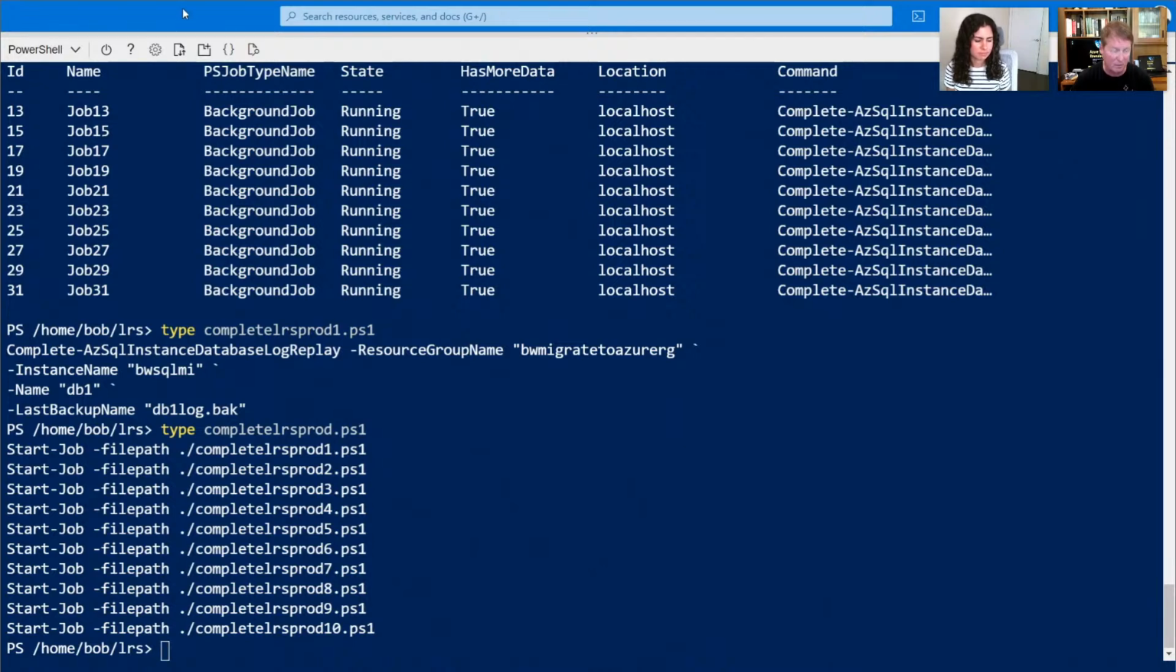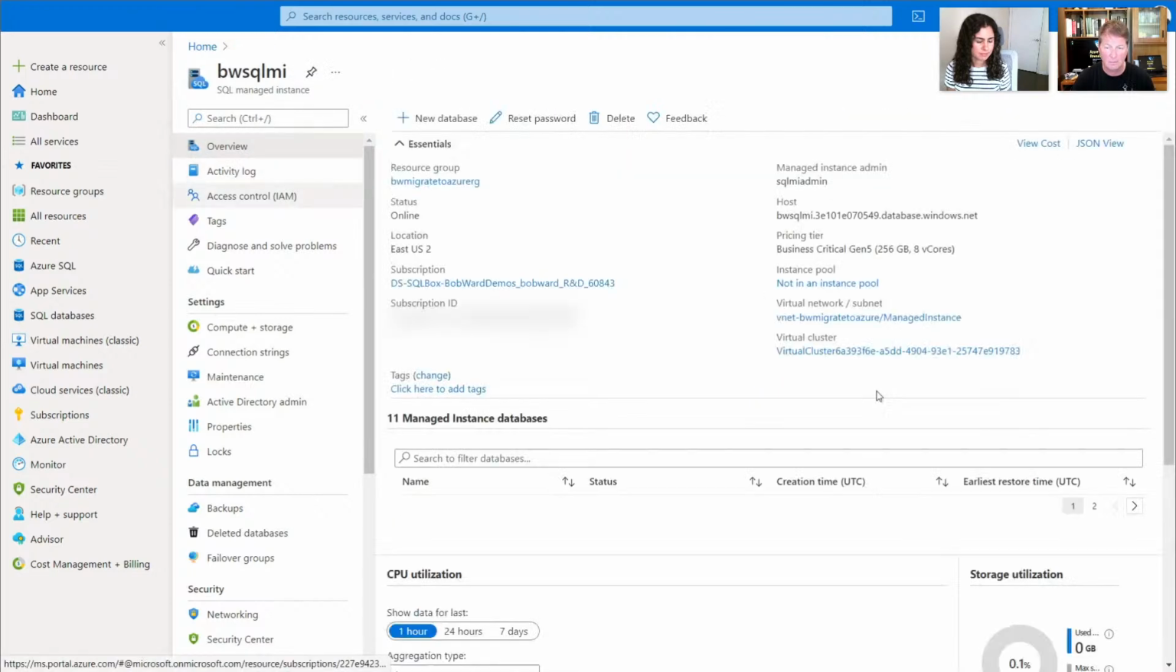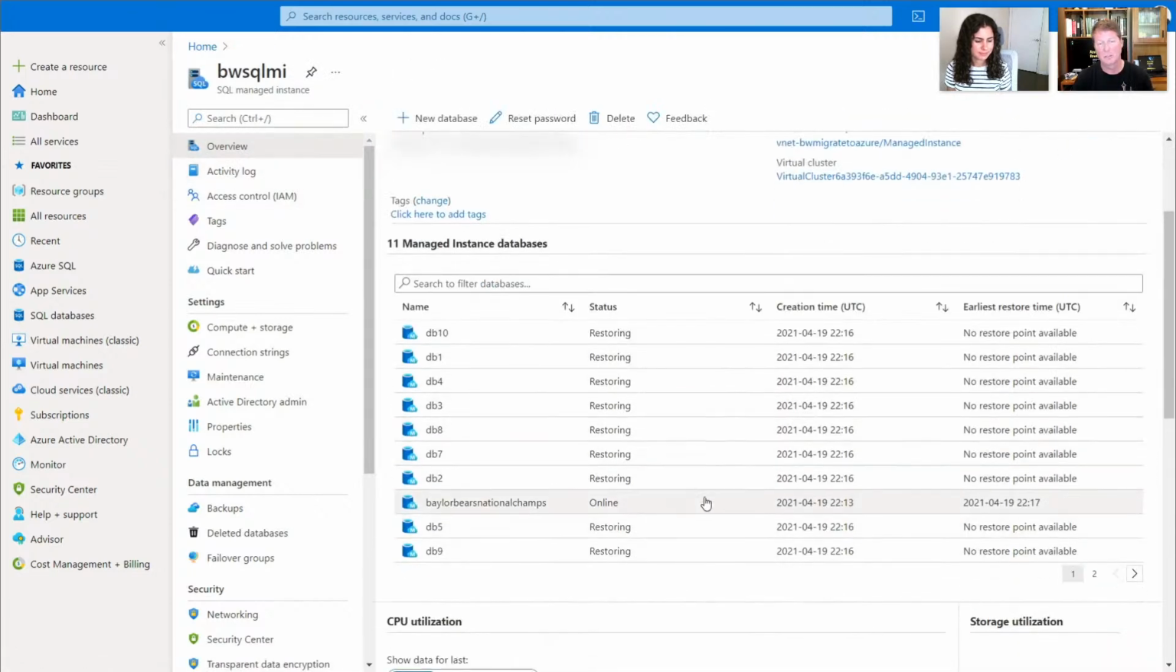So if I go back over here, let's just see if we can see the behavior. And you see they're all effectively still in the restoring state. But now they're all there, they go. The magic of the cloud. So everybody's online now.